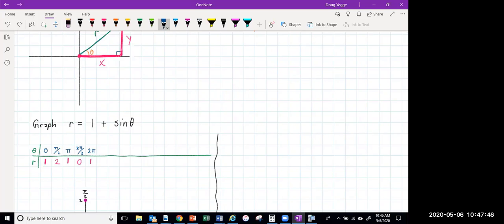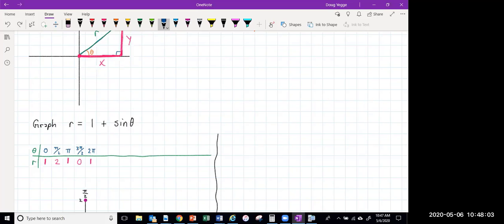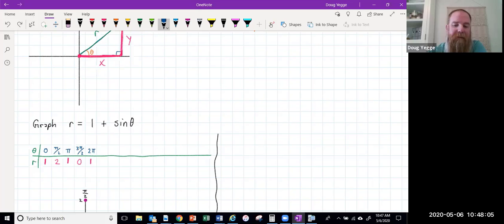Pi over 6, pi over 4, pi over 3, I mean, all of those, so the unit circle. But what would be the best? Pi over 6, pi over 4, pi over 3? What's sine of pi over 6? Square root of 3. Oh, goodness.